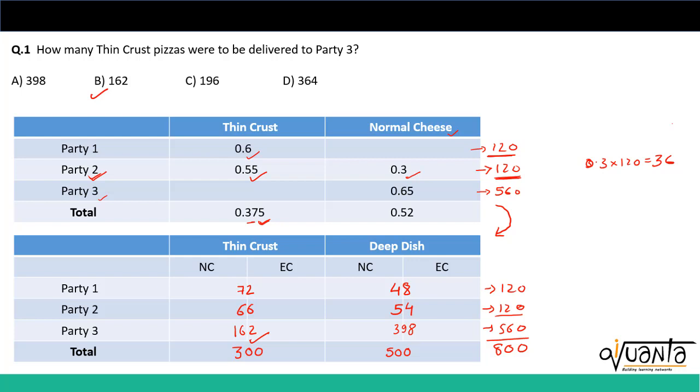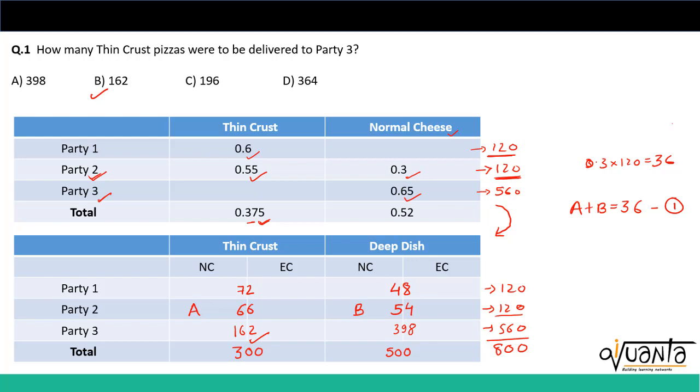But we don't know how many normal cheese pizzas are there in thin crust, how many normal cheese pizzas are of deep dish type. So what we can say is, let us assume that the normal cheese pizzas in thin crust in party 2 is A and here it is B, which means that A plus B will be 36.